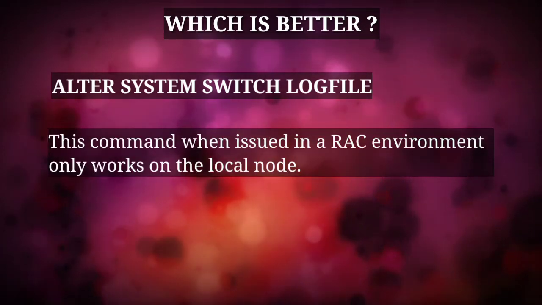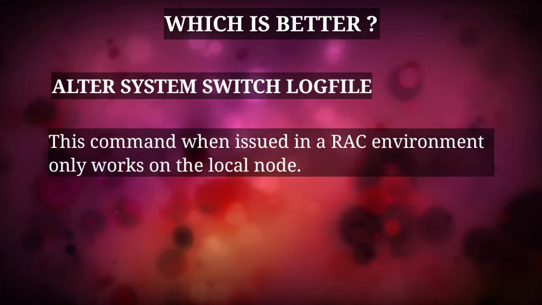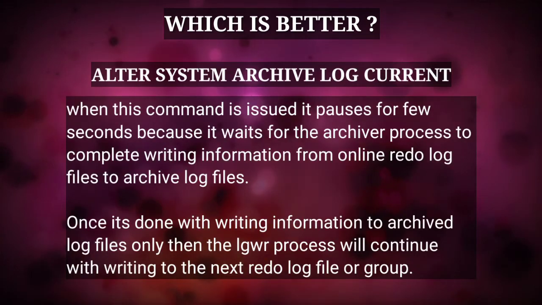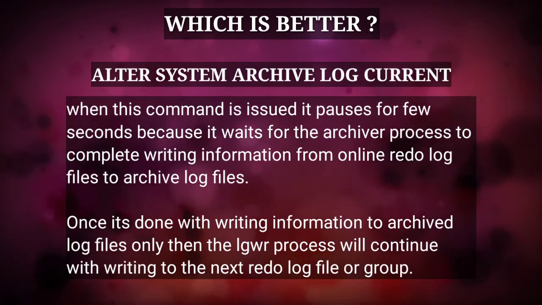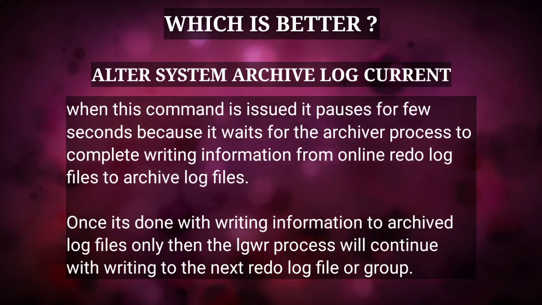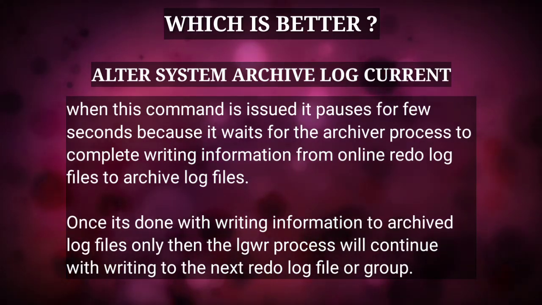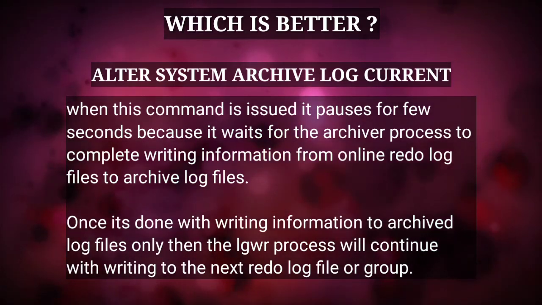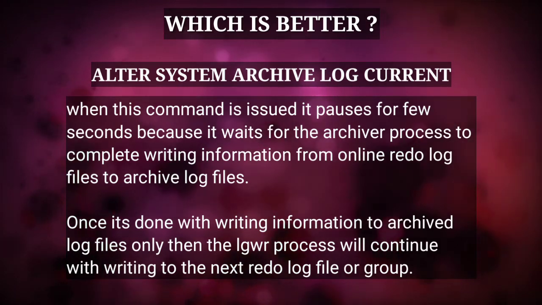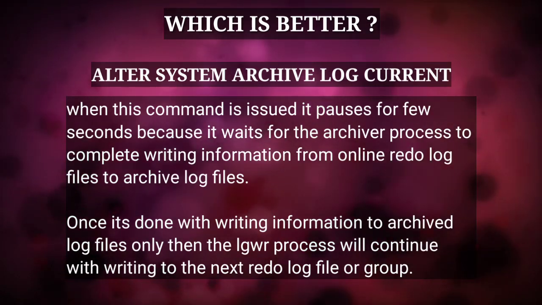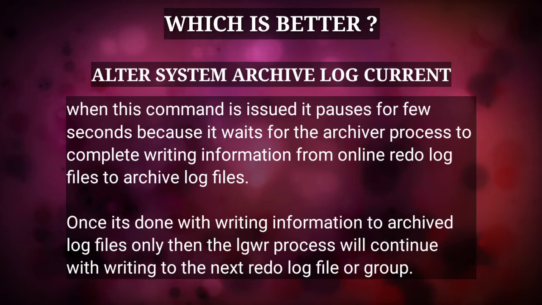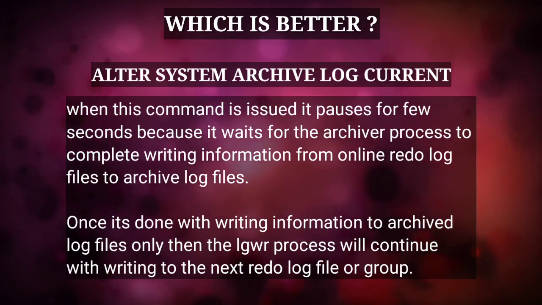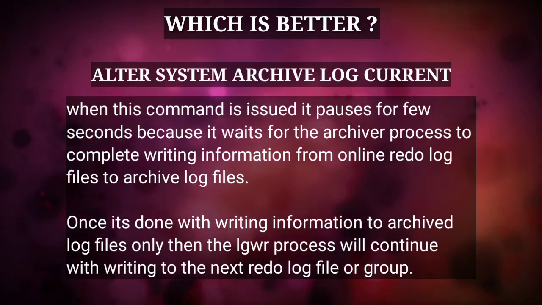This command, when issued in a RAC environment, only works on the local node. Alter system archive log current: when this command is issued, it pauses for a few seconds because it waits for the archiver process to complete writing information from online redo log files to archive log files. Once it's done with writing information to archive log files, only then the log writer process will continue with writing to the next redo log file or group.